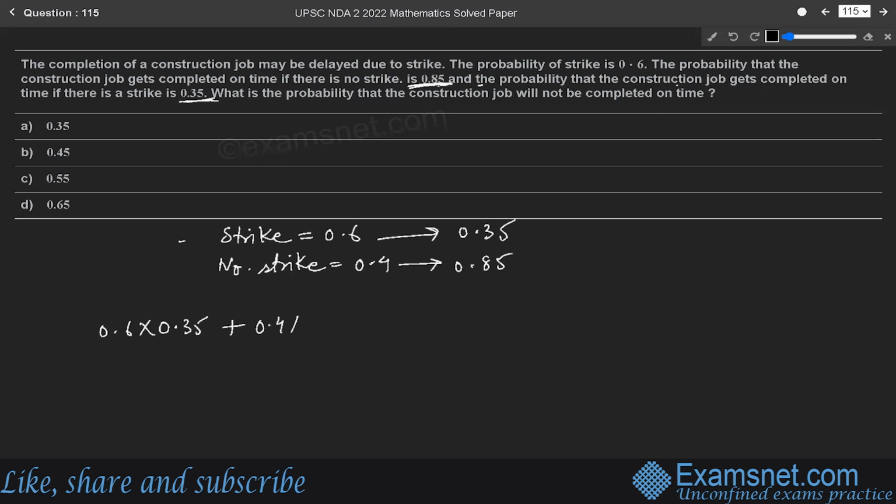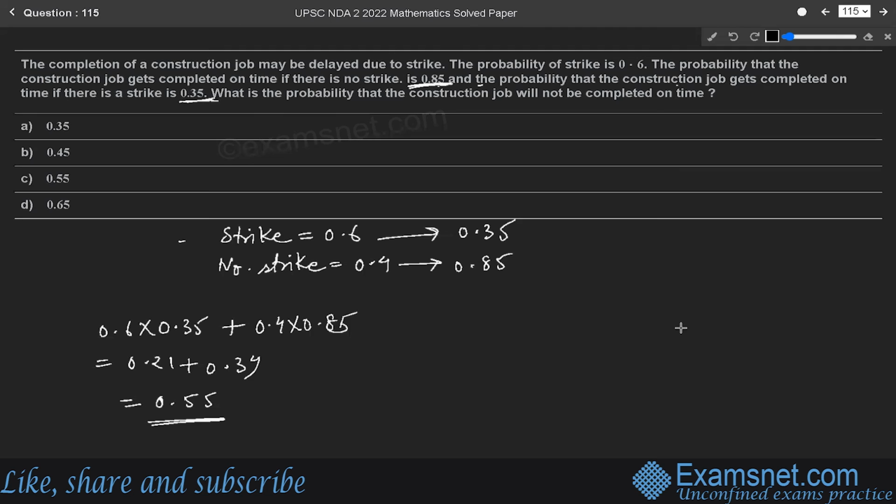So 0.4 into 0.85. It will be equals to 0.21 plus 0.4 into 0.85 is 0.34. It gives 0.55. This is the condition that job will be completed in any case. This is the condition that job will be completed.